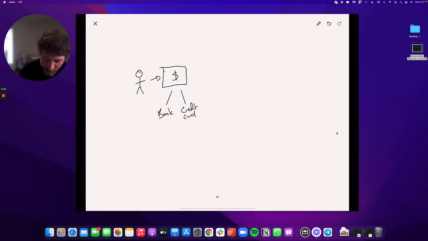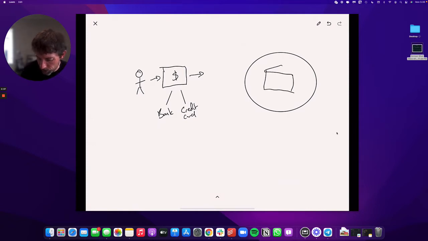And then the question is, how do we get it from the bank or credit card into the internet? Let's draw that. The system cleaned it up for me. That was meant to be the internet. But in there, I'm going to draw a block. Now that block is what we will call crypto, known as the blockchain when you actually start learning the lingo.